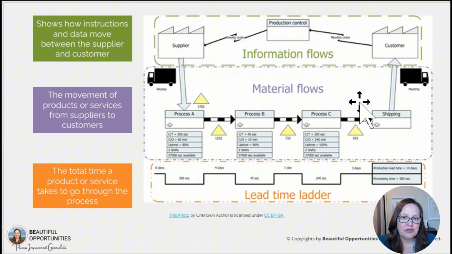Now, we always start with the material flow, seeing how the movement of products or services goes from our supplier to our customer. Then we're going to take a look at the information flow. So, how do the instructions and information flow from what the customer wants to our organization and back out to what we request from our supplier? Finally, we're going to add in that data. And that data is going to be represented ultimately in our lead time ladder, where we can see the total time it takes a product or service to move through our entire value stream. Now, that means if a product or service started to be worked on today, we could see from the start to the end how long it would take to actually be delivered to our customers.